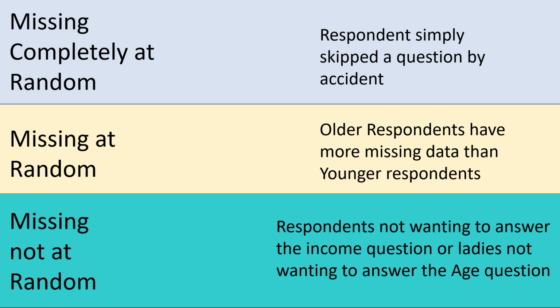The last one is missing not at random, which means usually the respondents, when you're getting your data, have skipped this question maybe on purpose even. They don't want to answer that question. You'll see this sometimes with respondents not wanting to answer income questions. I don't want to tell you how much money I make. Or ladies that don't want to tell you how old they are. And so in this instance, it's not random. You usually see a lot of the missing data in very specific questions because they don't want to answer those questions. So it's missing, but not at random. It's even purposeful why they're not answering. So those are the three ways that data goes missing.